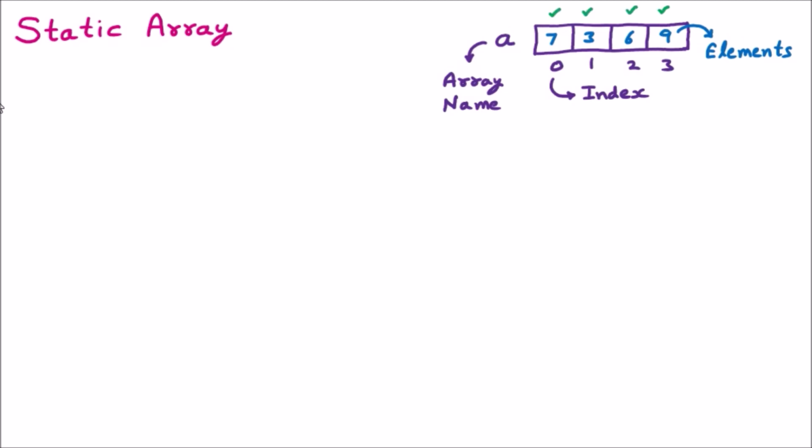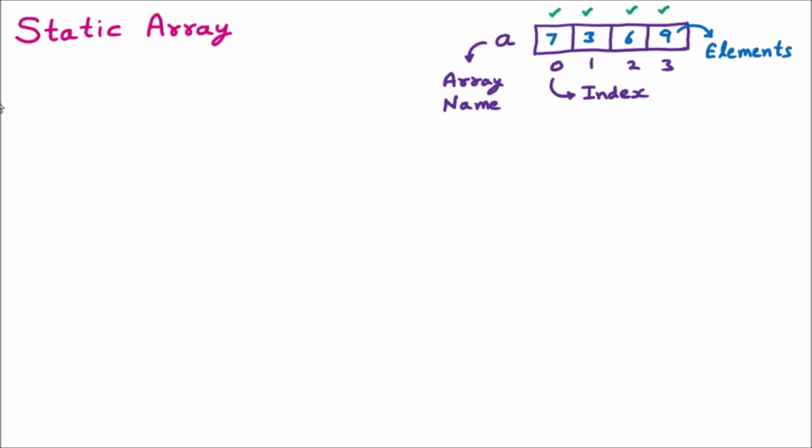Now these 4 values may change. Right now the values are 7, 3, 6 and 9, but later on the values can be changed. It can be 10, 20, 30, 40. No problem. The values may change, but the size of the array will be the same. Size means only 4 elements can come here. So that is called the static array.